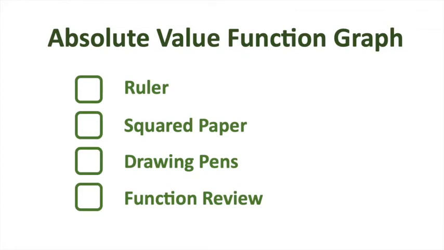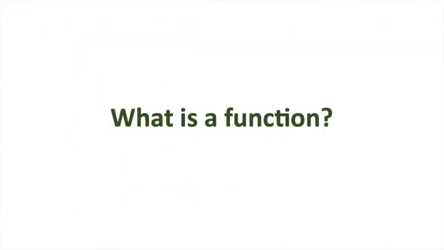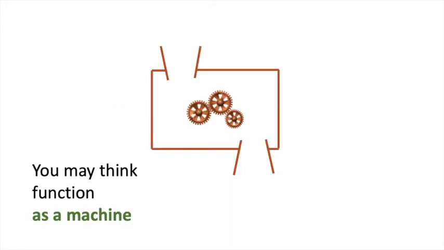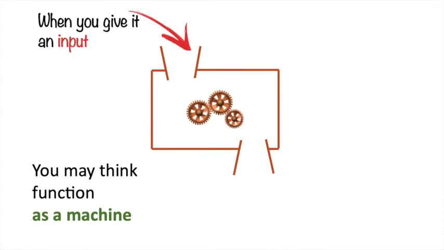Previously, we already prepared a ruler, scrap paper, and drawing pens. One more thing that we need to do is the function review. What is a function? You may think of a function as a machine. When you give it an input, then it will give you an output.